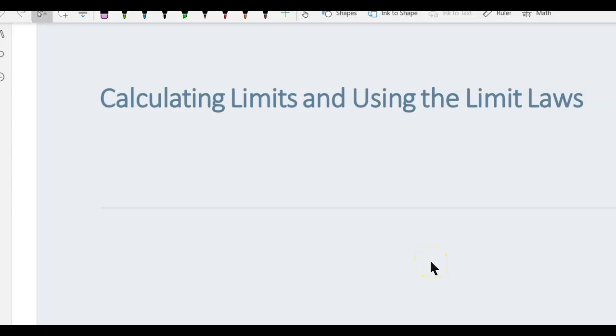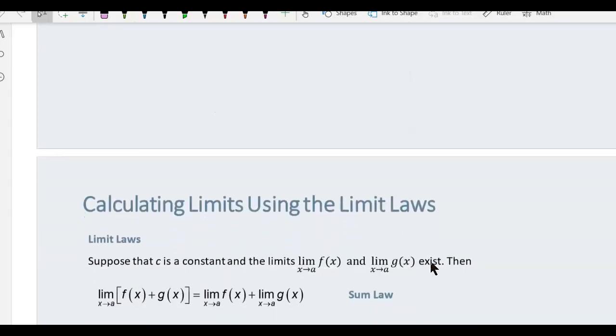In this video, we are going to extend ideas from the last video where we were looking at the ways that we can evaluate limits from a graphing perspective. But now we'll look at the algebraic laws that allow us to evaluate a limit without having to put a graph together.